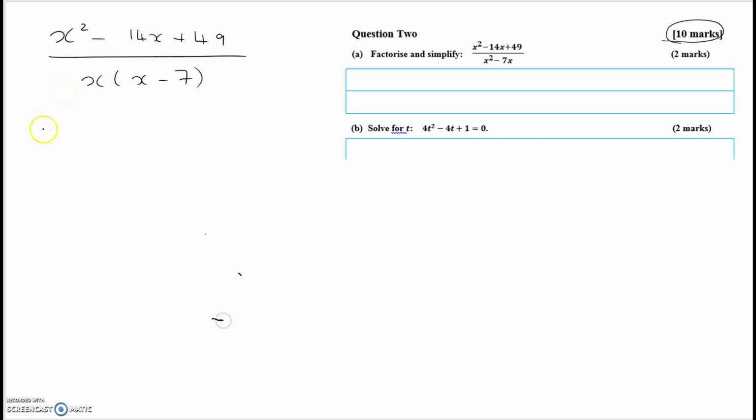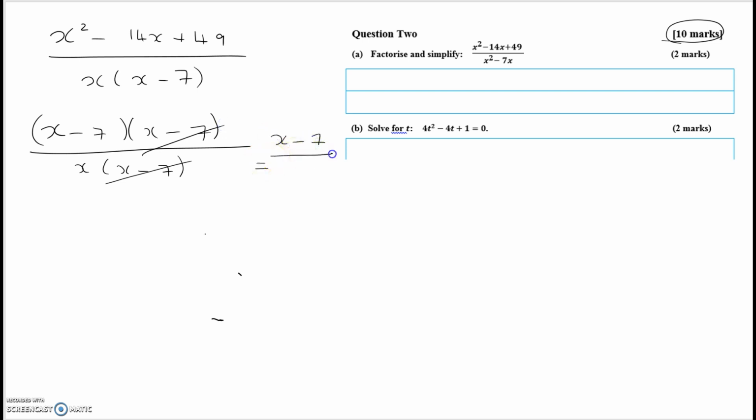So then we can say, well, x over x times x minus 7. And if we put in there x minus 7 and figure out what we need in there, it's got to be x minus 7 as well. So cancel, cancel, and we're left with x minus 7 over x. Not solving. There's nothing to solve there, but B, on the other hand, asks you to solve.